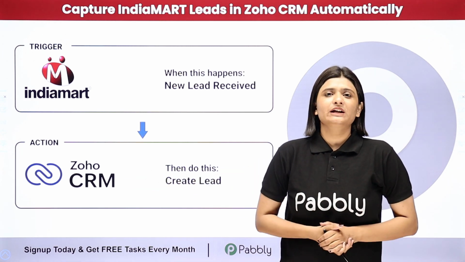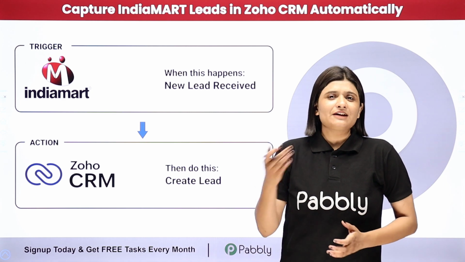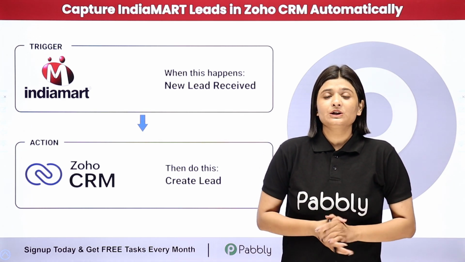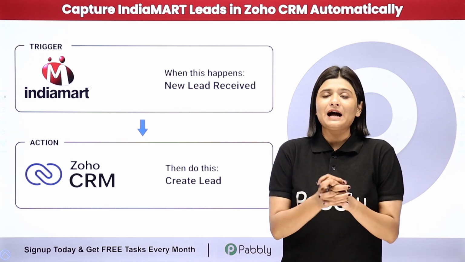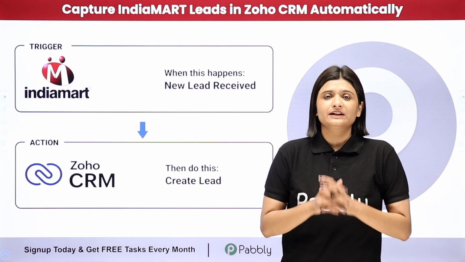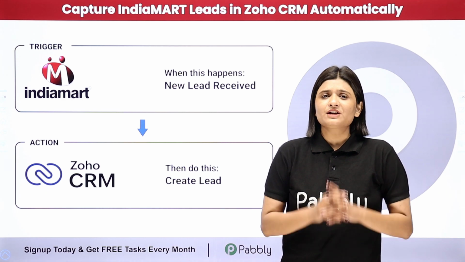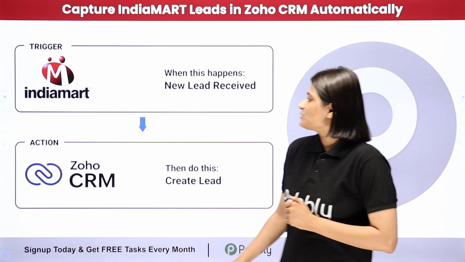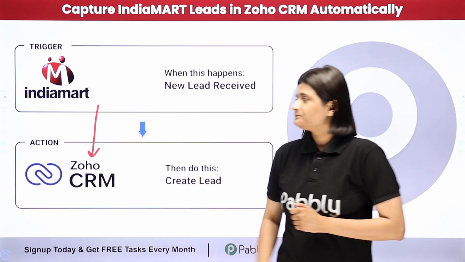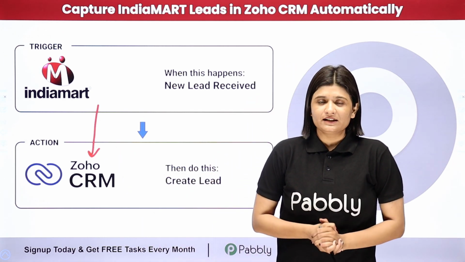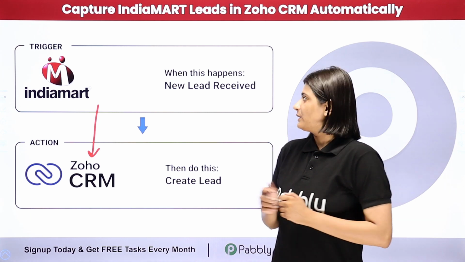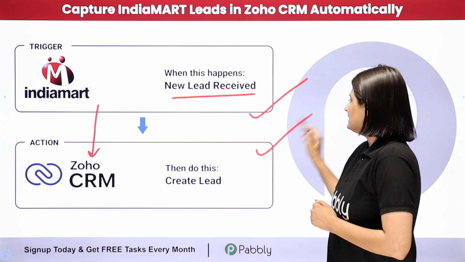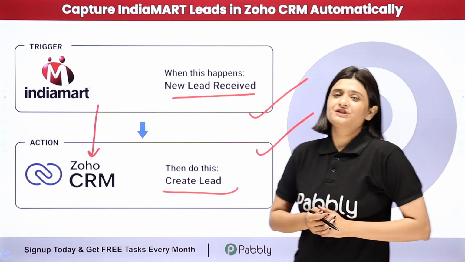Now doing this manually will consume a lot of time, so I've completely automated this process, and to do this automation I'm going to use Pabbly Connect. Pabbly Connect is an amazing automation and integration software which requires no coding or programming skills. Here I just need to build a connection between IndiaMART and Zoho CRM. With the help of Pabbly Connect, I am going to build this connection in such a way that whenever I receive a new lead in IndiaMART, automatically a lead will be created in my Zoho CRM.